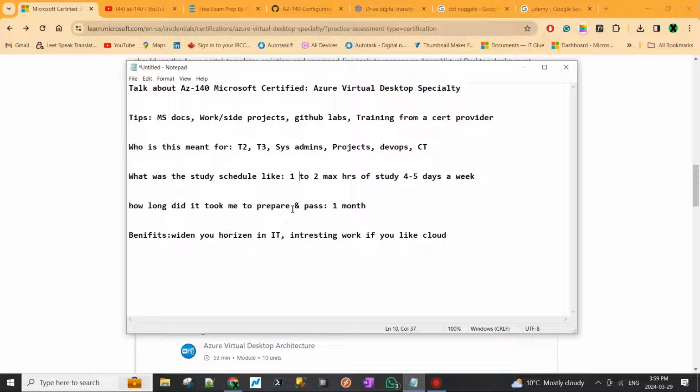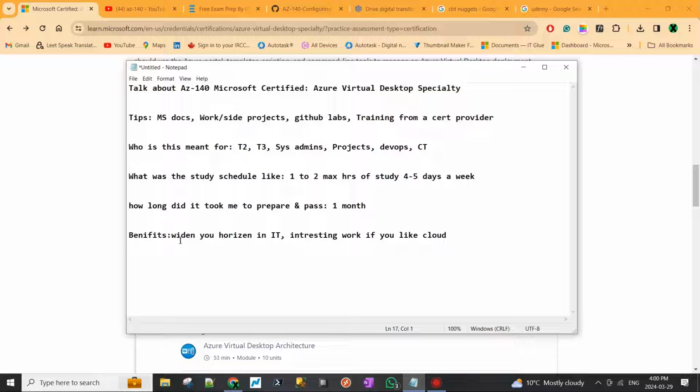How long did it take me to prepare and pass? It took me about 1 month. From when I made up my mind that I wanted to do it to when I passed it, it was all in 1 month, provided that I had been working with some Azure projects, so it was kind of easy for me. Someone who is transitioning from traditional on-prem Microsoft infrastructure to complete Azure or Azure VDI might want to take more time. So instead of 1 month, you should go for 2 or 3 months. Or just whenever you feel confident, go for the exam.